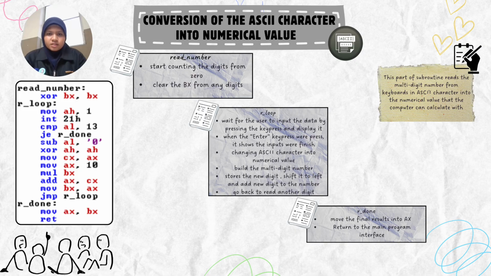This part is very crucial, so the numerical value does not become different from the ASCII character that the user keyed in. That's why this process was made. And the RET included in this slide tells us that after the final result is achieved, it will keep all the input inside the AX, and then it will return back to the main program. So basically, this process is crucial for changing the ASCII characters keyed in by the user from the keyboard into the numerical value, so the computer can calculate with it.